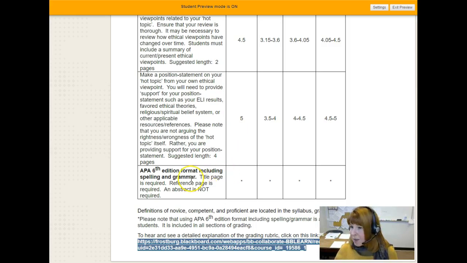As always, APA is embedded in every item of this assignment, right? So if you haven't already and you need to reach out to the Writing Center, you know that resource is available to you.